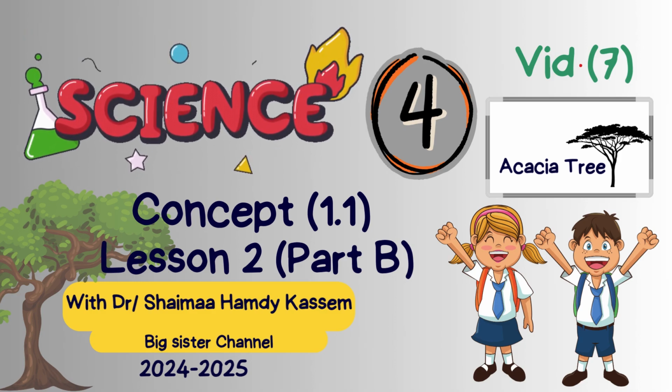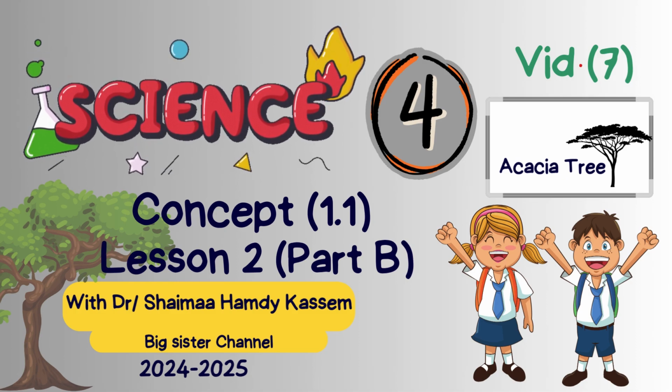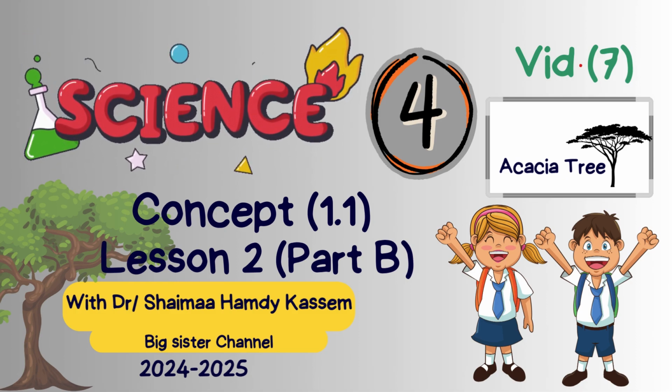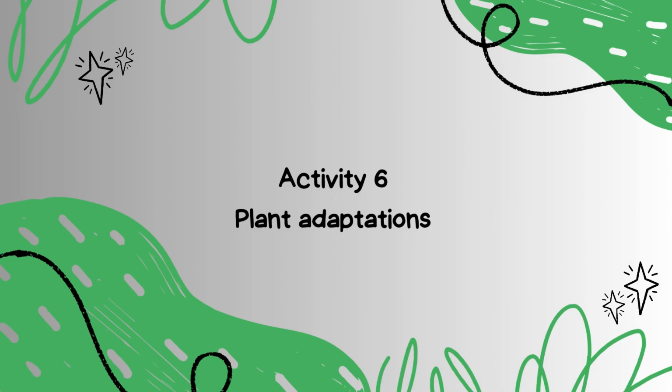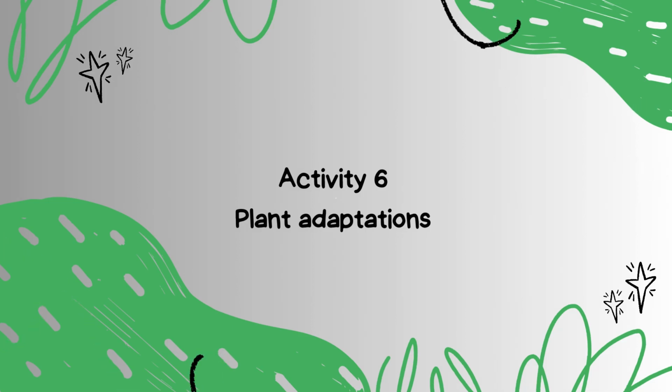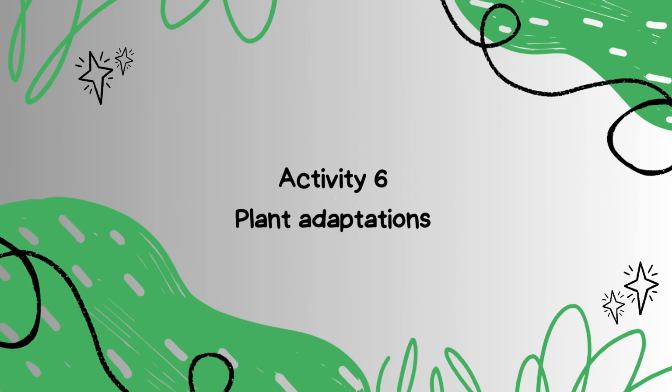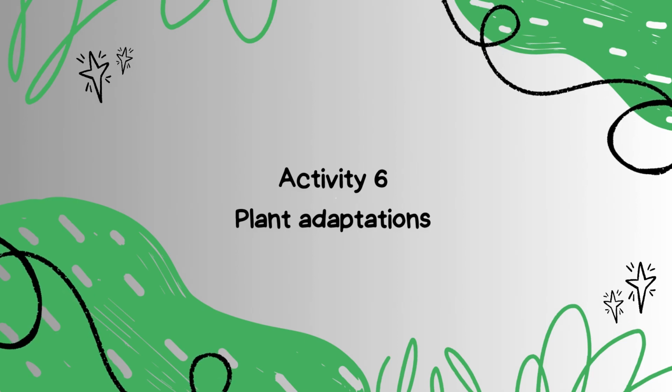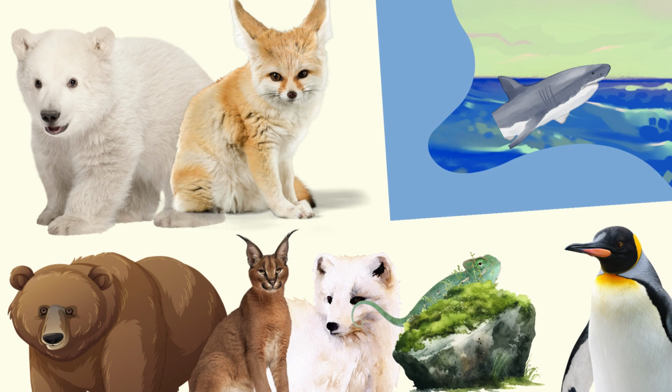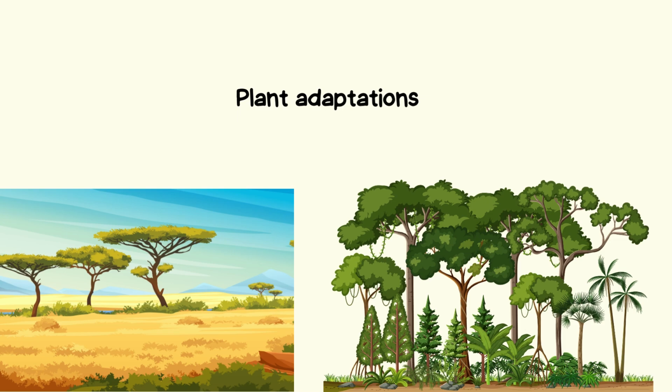As now, we will study lesson 2, part P, activity 6. We will talk about the plant adaptations. As we talked before about the animal adaptations, as we studied the structural adaptations and behavioral adaptations for a number of animals. Now it's time to study the plant adaptations. Okay, so are you ready?